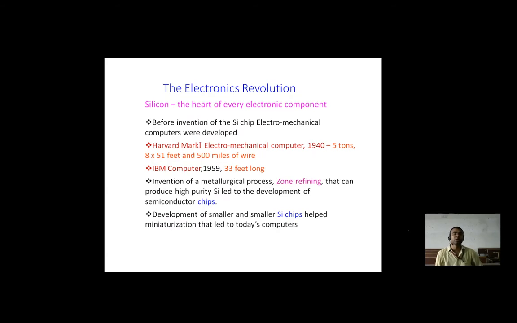So how does it work, how was it invented? It came from changes step by step. The Harvard Mark I electromechanical computer in 1940 weighed about 5 tons, was 8 by 51 feet, and had 500 miles of wire. We reduced all of that with the help of that particular material.